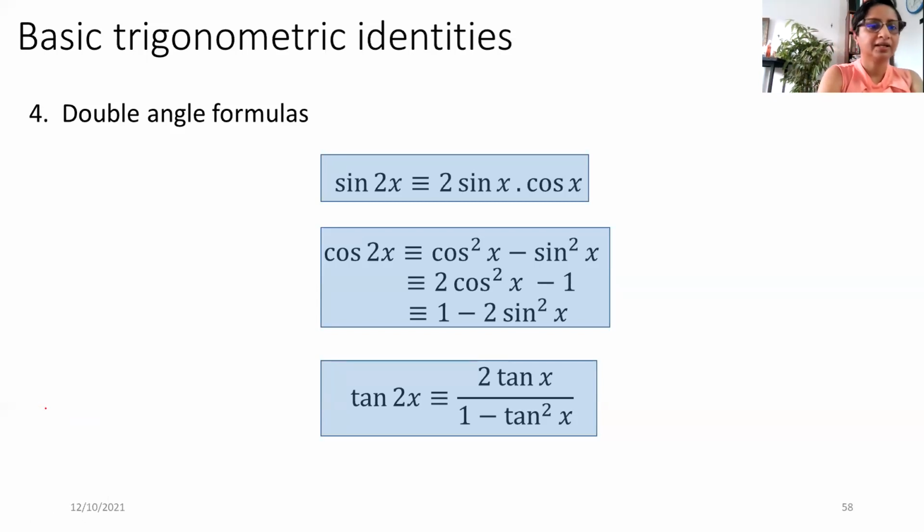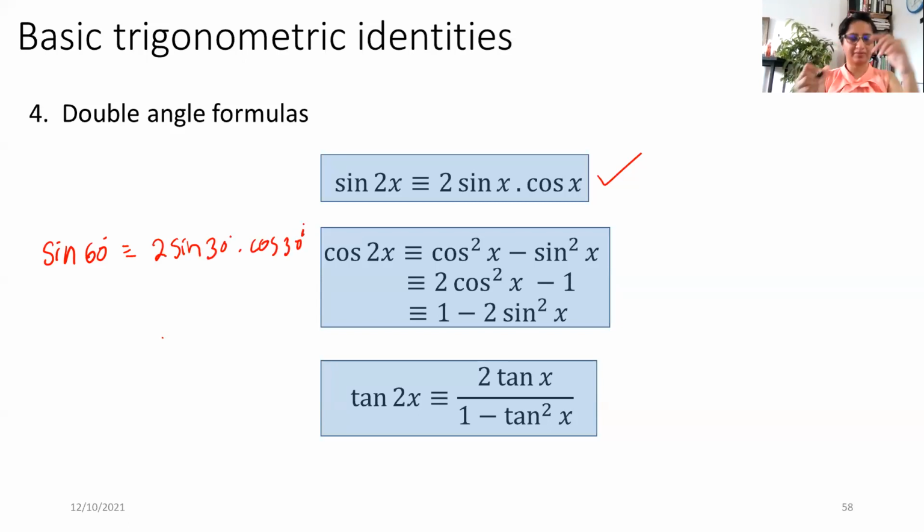For example, if you have sine 60, I can write sine 60 as 2 sine what? Apply this. Sine 60 is 2 sine 30 times cos 30. You can use a calculator and check this. You can compute and see. Put any angle here. Sine of any angle is equal to 2 times sine half the angle times cos half the angle. Okay, so that's a cool identity. And you have similar ones for cos 2x and tan 2x.